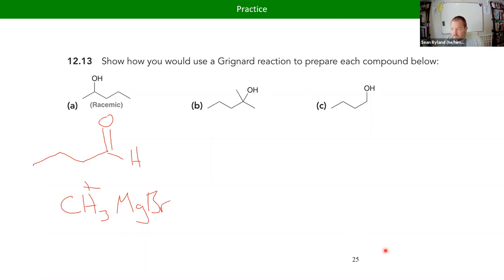So for this first one, we could have butanaldehyde and methyl magnesium bromide. We have the methyl group that would be acting as our nucleophile. Or we could have those flipped. We could have methanaldehyde, also known as formaldehyde, and a butyl magnesium bromide.